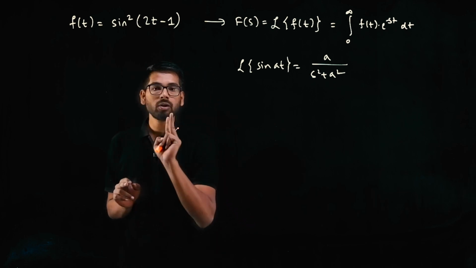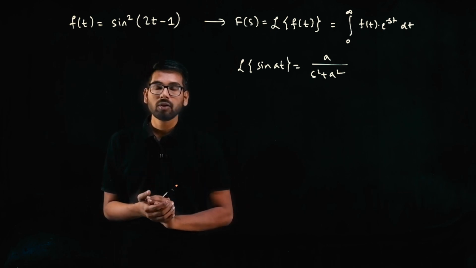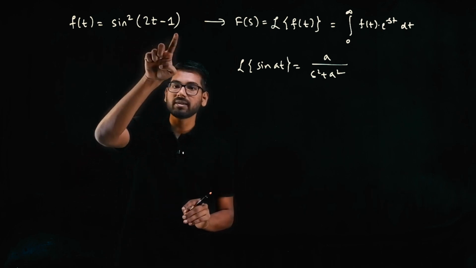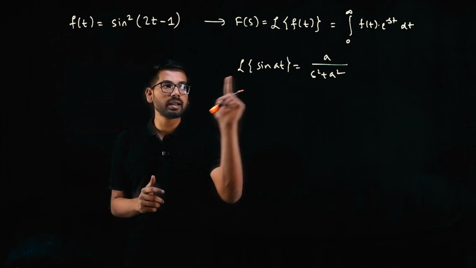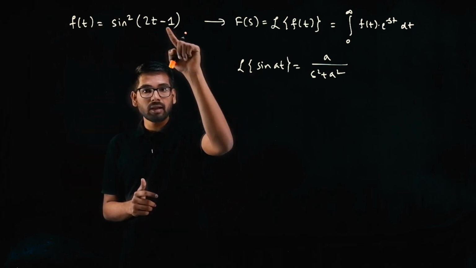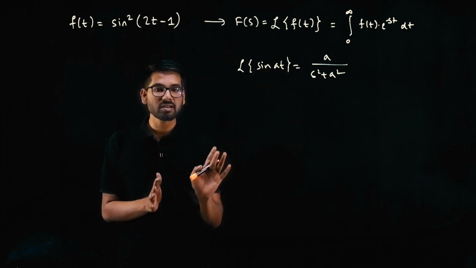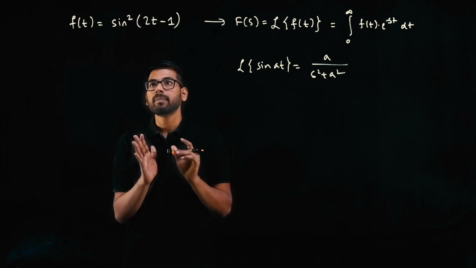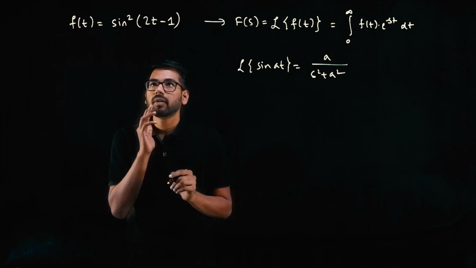Here we have two variations from the basic sine. We have sine of something plus something, and we have sine square. And in Laplace transform, you cannot take the Laplace transform of sine and then take the square of the Laplace transform. That is not how it works. Laplace transform is only linear.